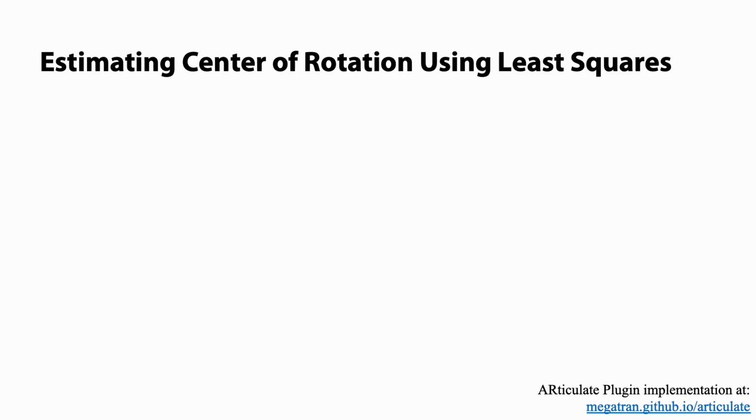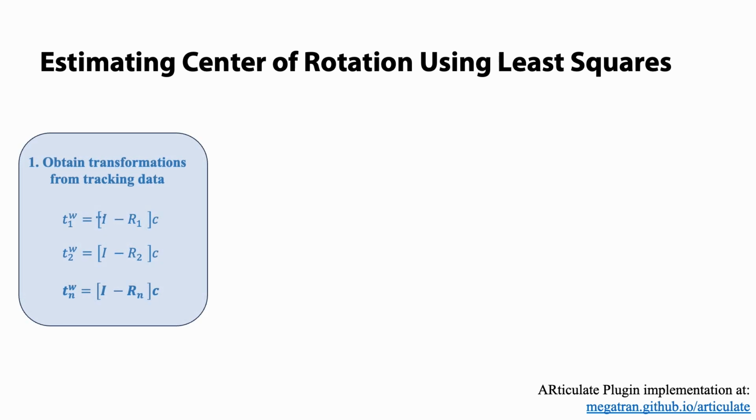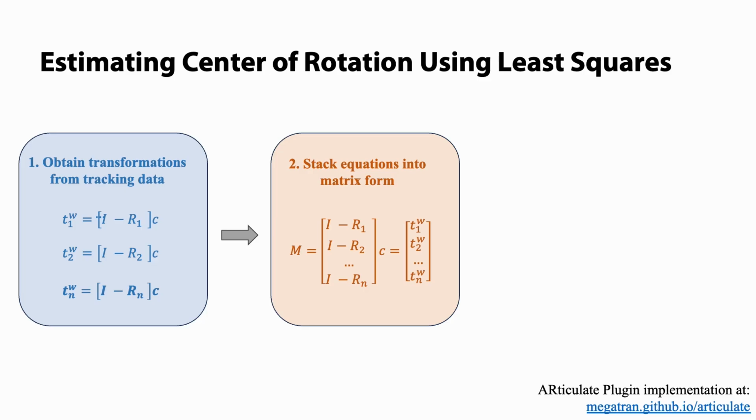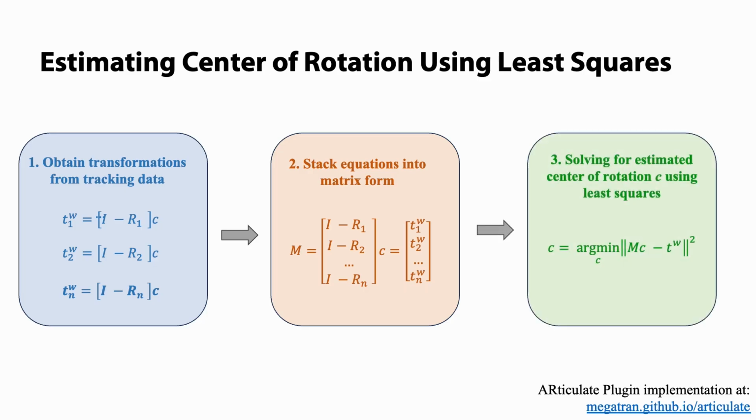Our strategy is to infer the coordinate system that explains all of the user's observation using the least amount of translations possible, which we do in 3 steps. First, we obtain transformations from tracking data as users demonstrate object rotations. Next, we stack this equation into a unified matrix form. And finally, we solve for the optimal rotation center using least square minimization. A full implementation of the Articulate plugin is available on our website.